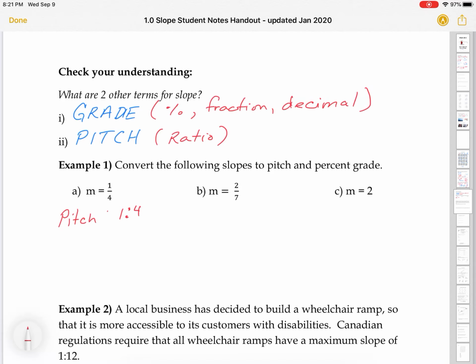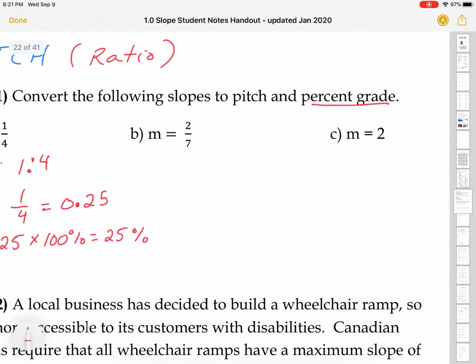And just want to see here. If I want to represent that as a grade, I'm going to go 1 over 4, and I'm going to get a decimal, which is 0.25, right? And then I'm going to take that decimal, 0.25, and times it by 100%, because I want percent grade. So that's going to be 25% for my grade.